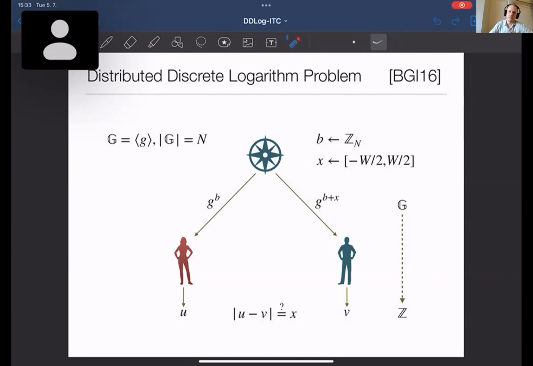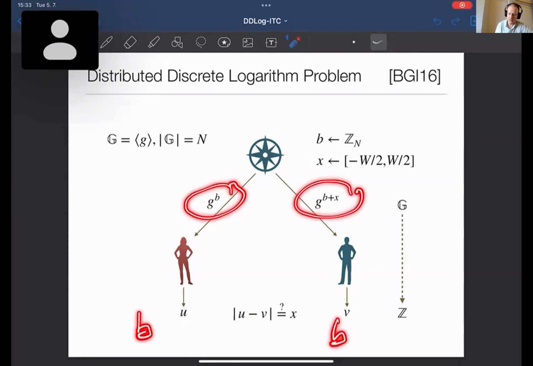So clearly, there are some natural strategies that they could take in order to solve this problem. The first thing that comes to mind is, well, Alice and Bob could both just solve the discrete logarithm problem, right? Given G to the B and G to the B plus X, they could just compute B and B plus X and output these as their U and V, right? And they would be done. Like, this clearly satisfies the requirement.